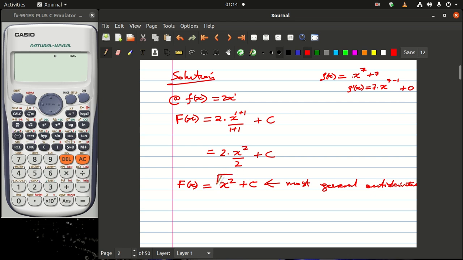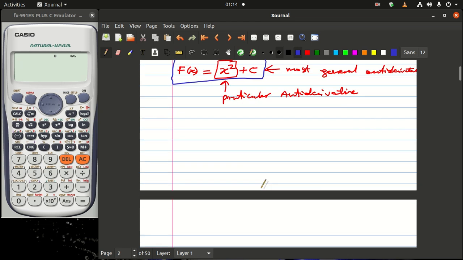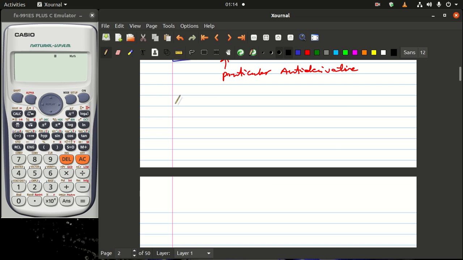And then this part here alone is the one that we call a particular antiderivative. So I want you to see the distinction here, that this whole thing, which was being asked from us, is the one that we call the most general antiderivative. So this is the answer we're looking for. I'm just specifying that this x squared is a particular antiderivative, and this is a constant of integration.